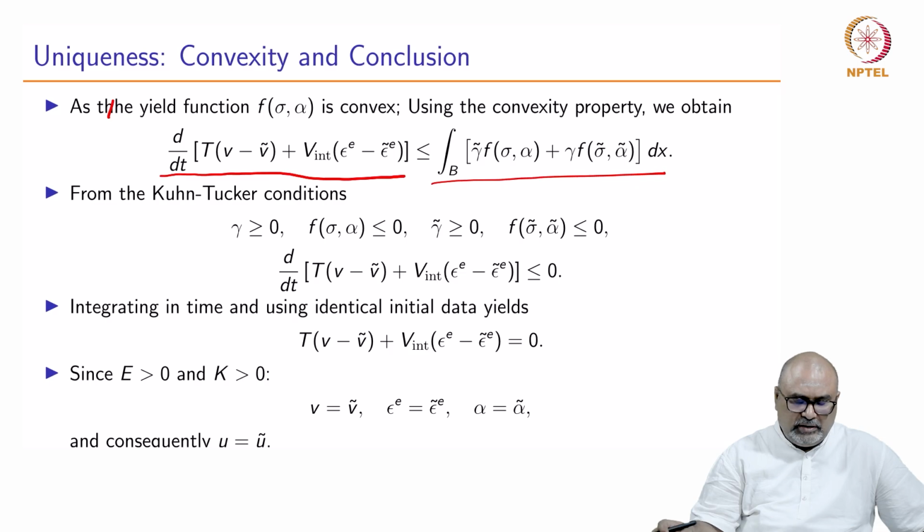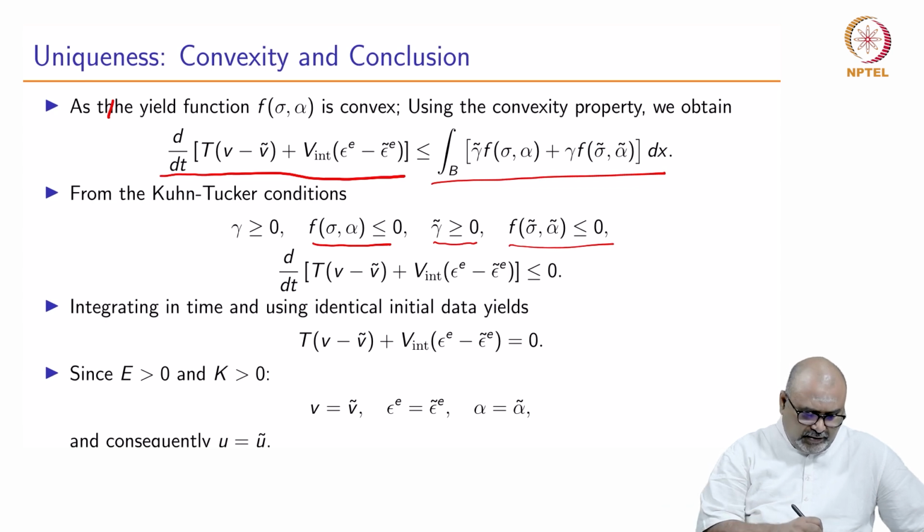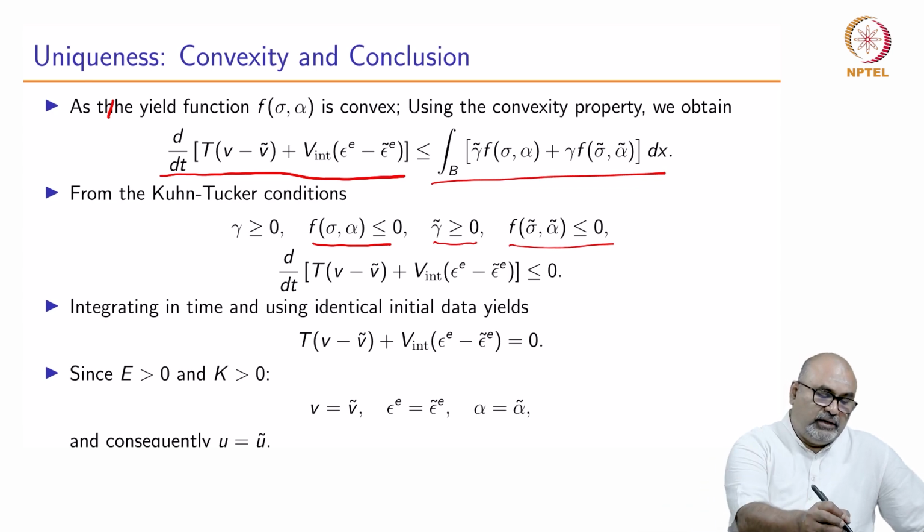So, from Kuhn-Tucker conditions, gamma must be greater than or equal to 0, f of sigma comma alpha must be less than or equal to 0. Similarly, gamma tilde must be greater than or equal to 0 and f of sigma tilde comma alpha tilde must be less than or equal to 0. Integrating in time and using identical initial data will yield that T plus V internal must be equal to 0. Since the modulus of elasticity and isotropic hardening modulus are greater than 0, we consequently get that u must be equal to u tilde.